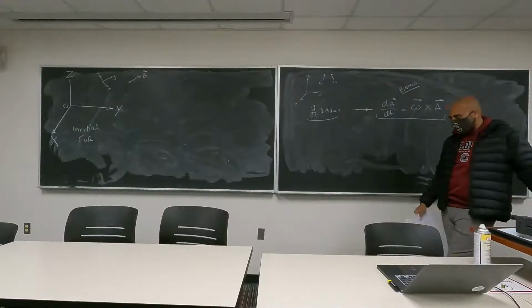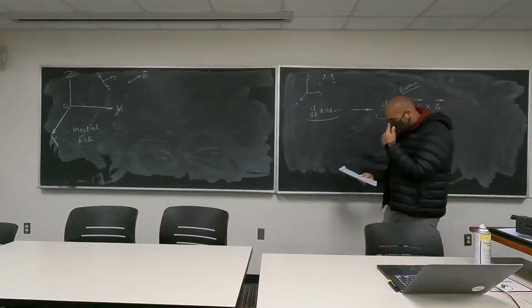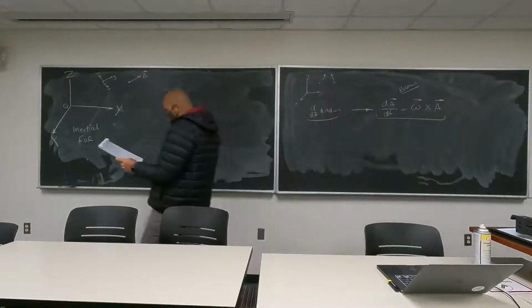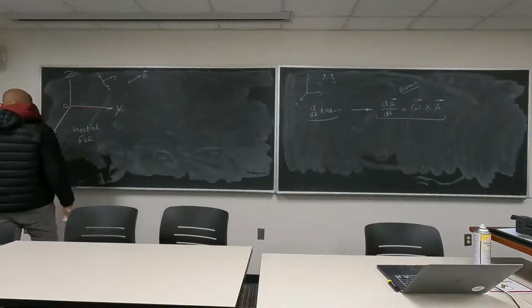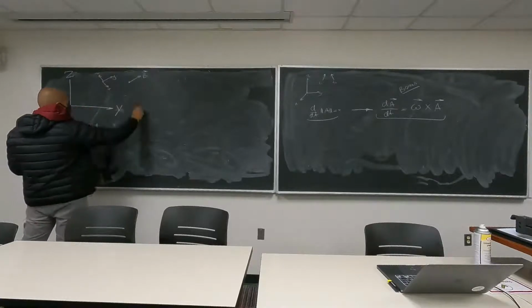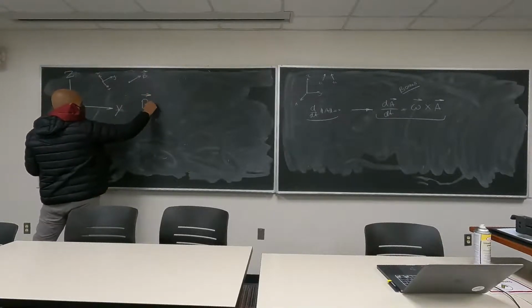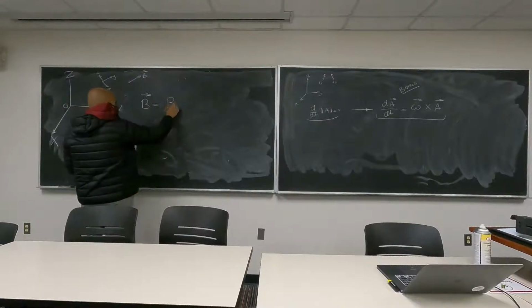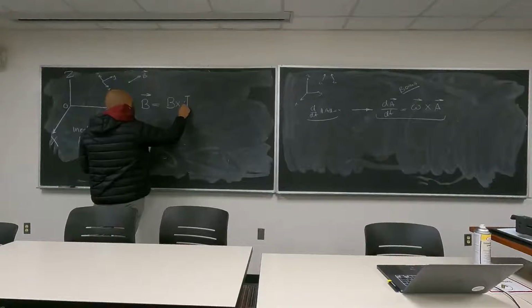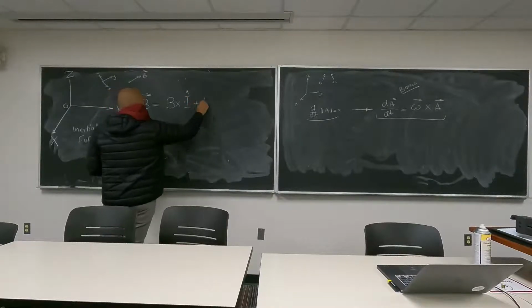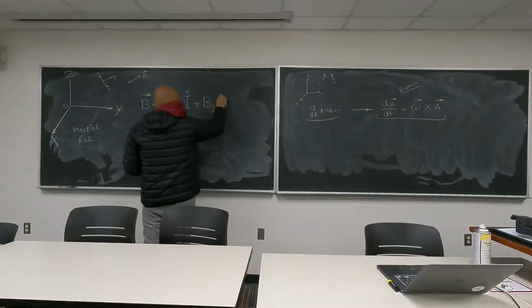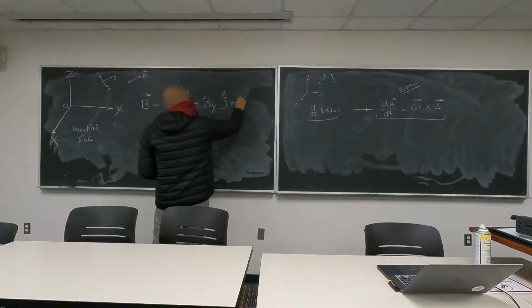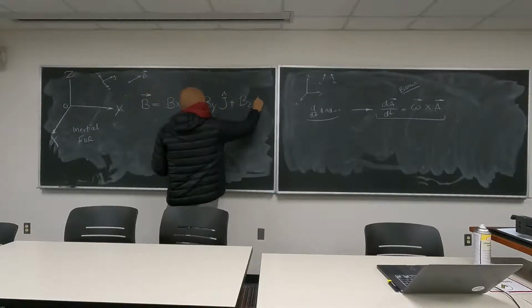Okay, so, yeah. We want to find a vector for different frames of reference. Let's do the absolute frame of reference first. So vector B is going to be equal to Bx i plus By j and Bz k.